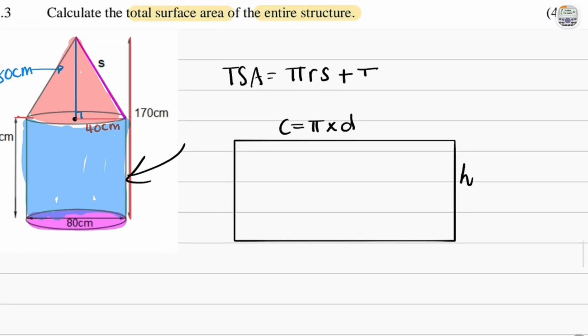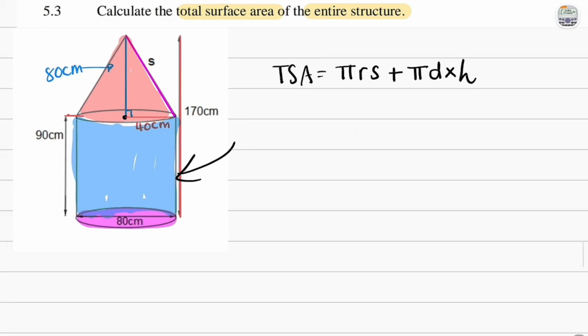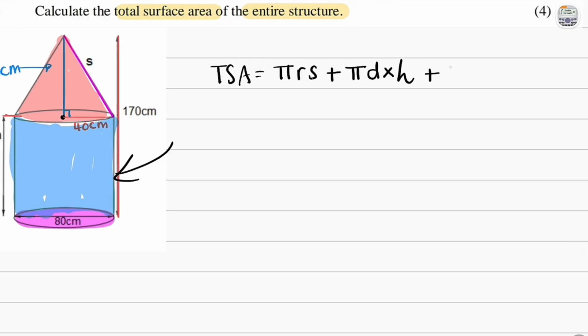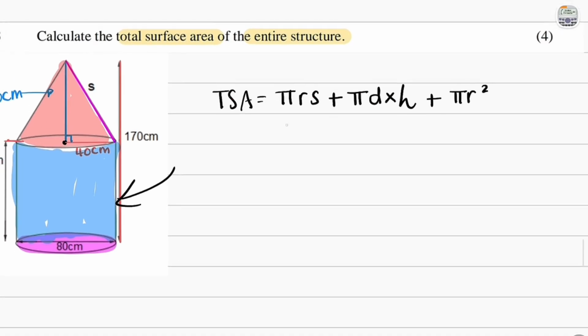So we'll say plus pi times diameter. I'll just leave it as diameter because they gave us 80 centimeters, or you can just say pi d, and then multiply by the height. The last shape we need to consider is the circle on the bottom. Since this is a closed shape, the circle is actually there, and the area of a circle is pi r squared. So you see how we are finding the area of each part: the body of the cylinder, and then the bottom of that cylinder, which is a circle. And that will be the full total surface area.